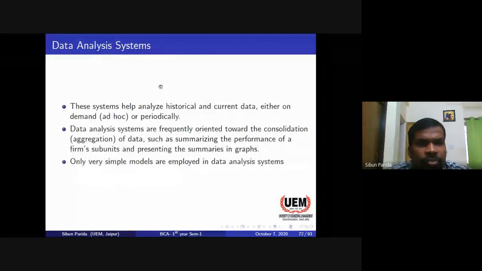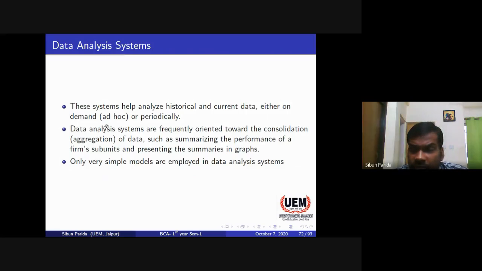Data analysis systems. These systems help analyze historical and current data, because you have previous information and you have today's information. Suppose consider a stock price. Suppose 5 years of stock price information is there, and today's stock price information is also there. You are analyzing the data, whether the stock has performed very well in the last 5 years, looking at the current situation with the previous information, how good the stock is performing from the last 5 years till today. So these systems help analyze historical and current data, either on demand or periodically.